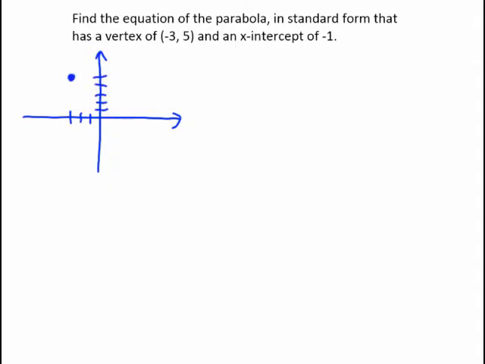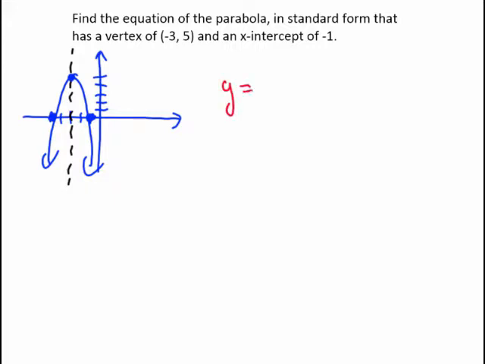Vertex here. It has an x-intercept of -1, so the graph passes through this point. Now, because of symmetry, we know that it would have to have another x-intercept an equal distance on the other side, there. So my graph looks something like so. So it opens downwards.